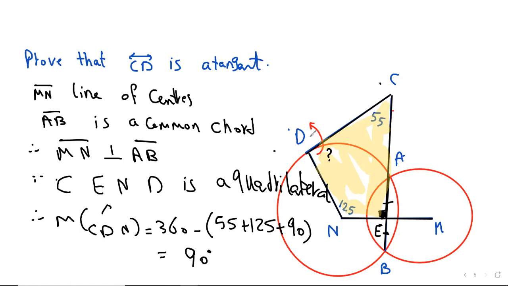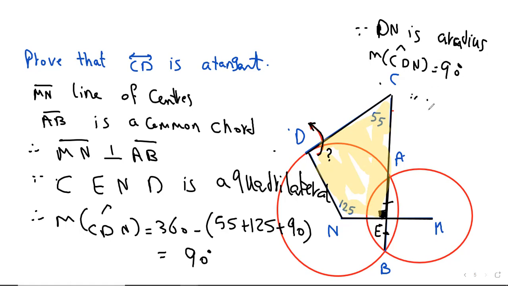We have a radius and we have an angle of size 90. So the radius is perpendicular to the tangent. And if this angle was 90, then this ray here would be a tangent. So right here, since DN is a radius and the measure of angle CDN equals 90, then directly DC is a tangent.